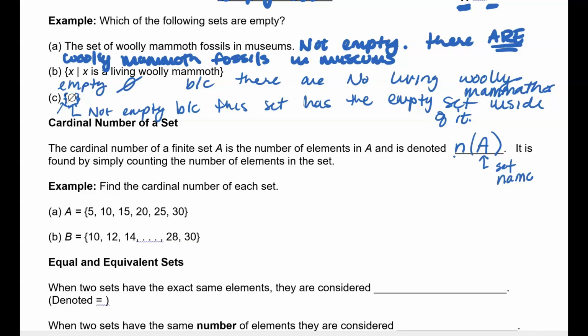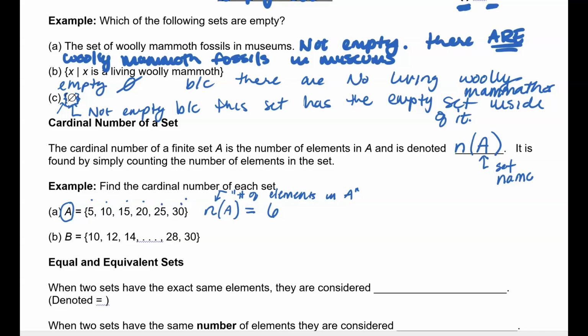Let's look at the example. It says find the cardinal number of each set. Since this set is called A, the way we write it is n of A, and we say it as number of elements in A. When you see n of A, you want to say in your head number of elements in A. The whole purpose of the shorthand notation is so we don't have to write this all out. So n of A in this case would be 6, because there are 1, 2, 3, 4, 5, 6 elements in A.